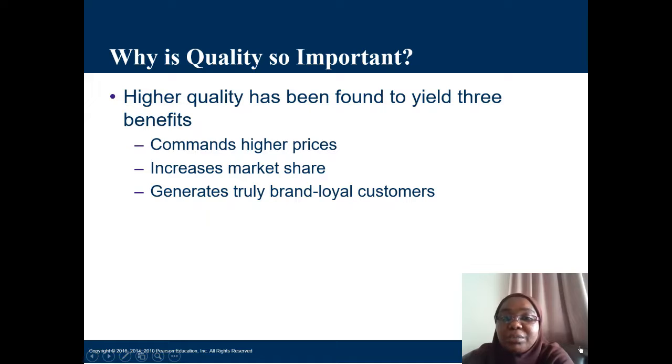Then it generates truly brand loyal customers. When you render quality services, you are very much likely to win the loyalty of your customers. So they will just stick to your brand and continue using your brand. Some of us here have been using some brands for maybe over decades. That is as a result of our trust in those goods or the services that any service rendering company is going to render. So when people are satisfied with your services, they tend to patronize you more and they tend to come back. By that, you gain their loyalty.